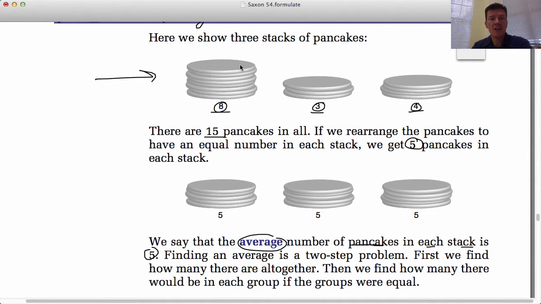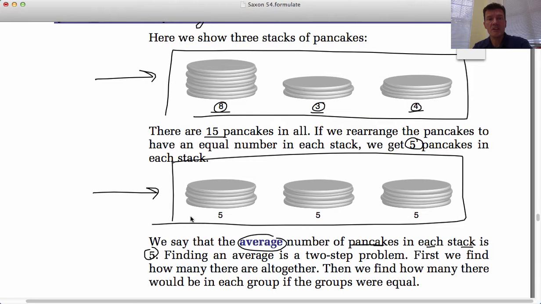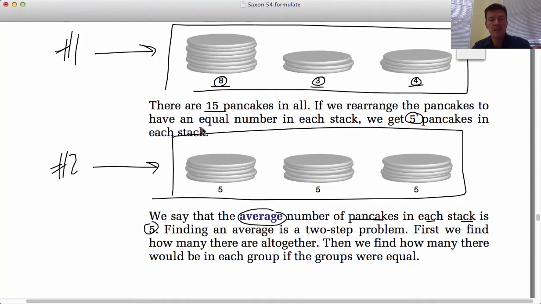In this diagram, where you've got 3 stacks, but the stacks are not equal in number, and down here, in this scenario, where you've got 3 stacks, and they're all equal in number, both of those scenarios, case number 1 and case number 2, both have an average of 5, exactly the same average. I'm going to show you how you calculate that average in a second.